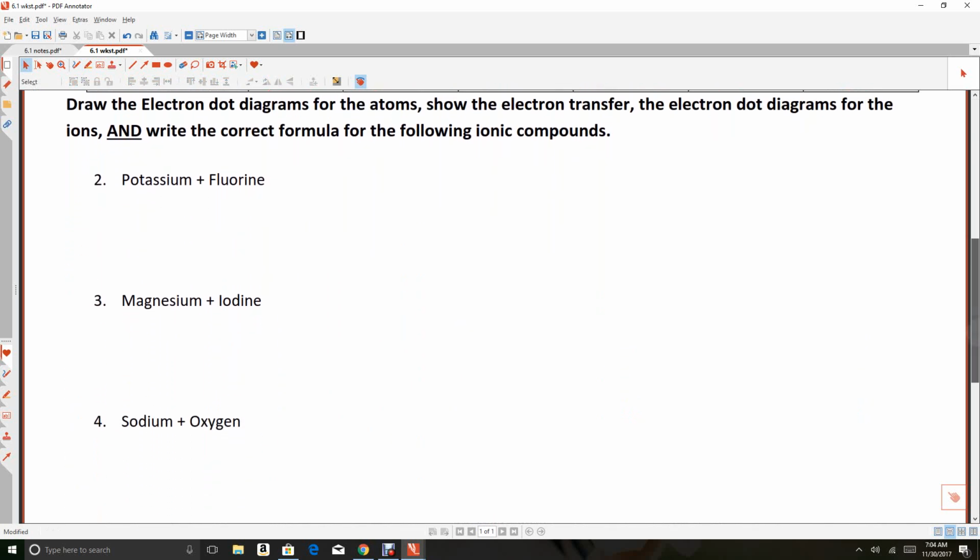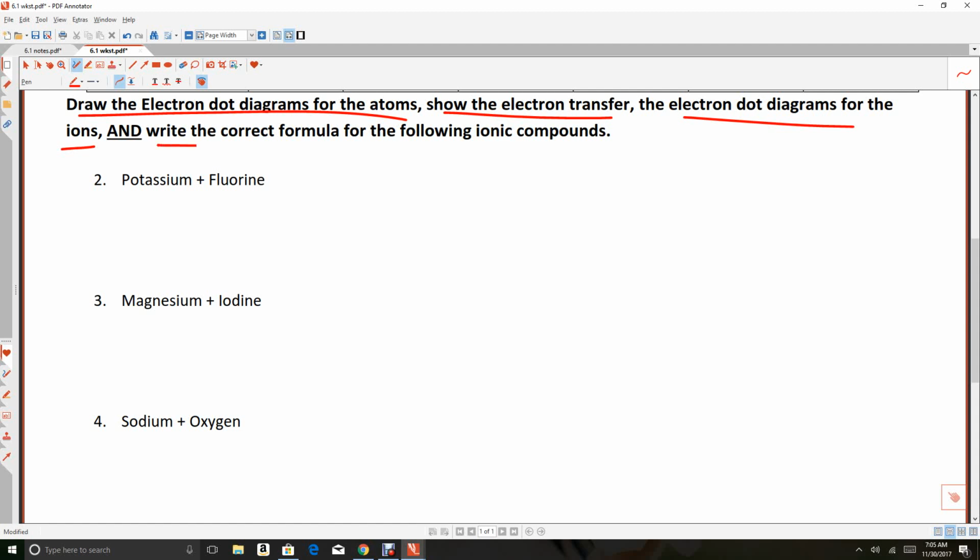And then the bottom part, draw electron dot diagrams for the atoms. Okay, so the first step is right here, step 1, draw electron dot diagrams for the atoms. So that's just like what we did on the worksheet yesterday. And then I'm going to show the transfers. That's the arrow going from the metal to the non-metal. And then I'm going to show the electron dot diagrams for the ions. And so remember, positive ions don't have any dots, and negative ions have 8 dots, right?